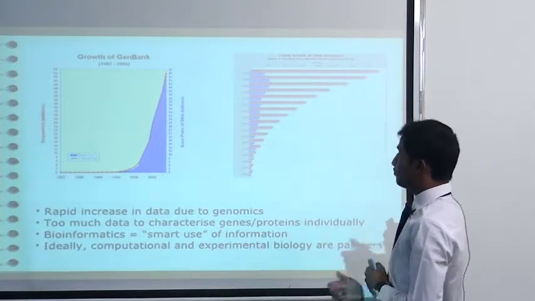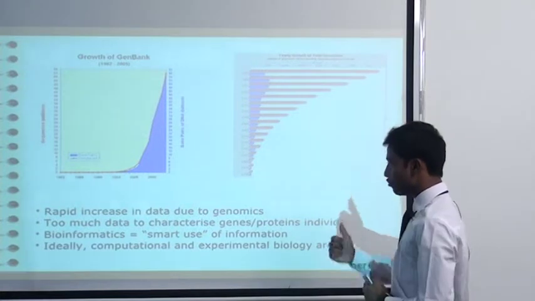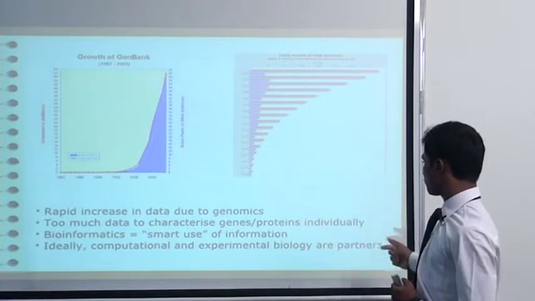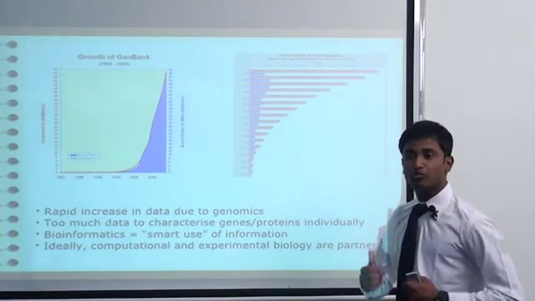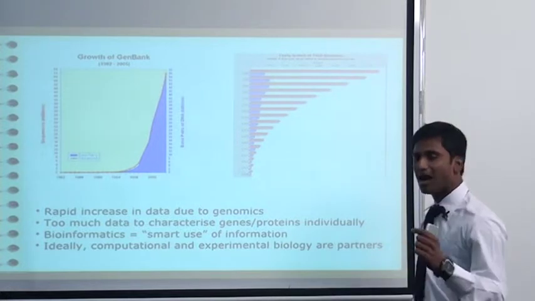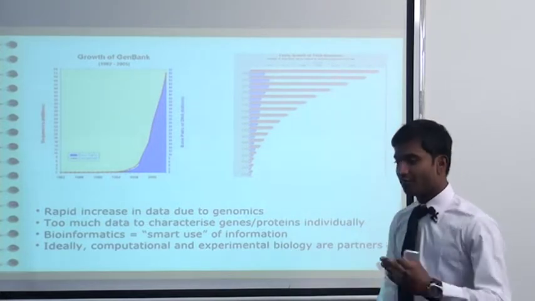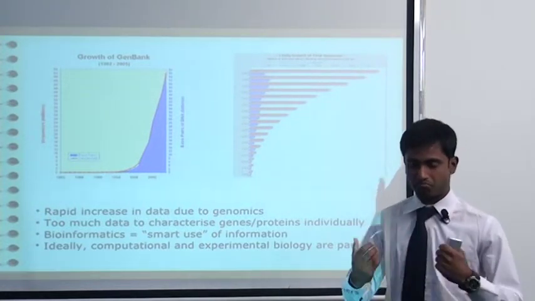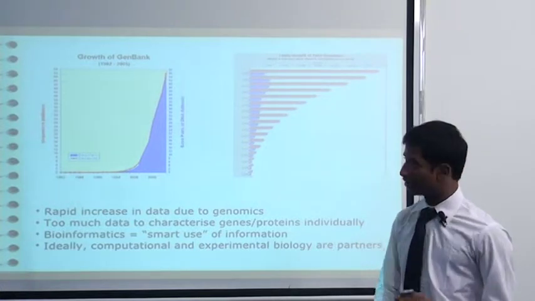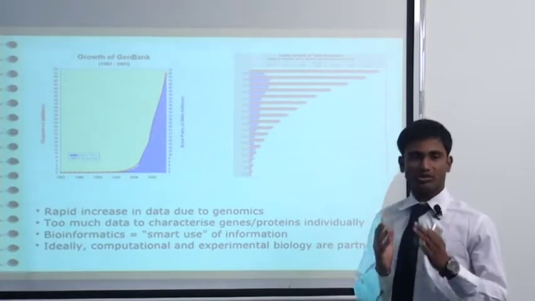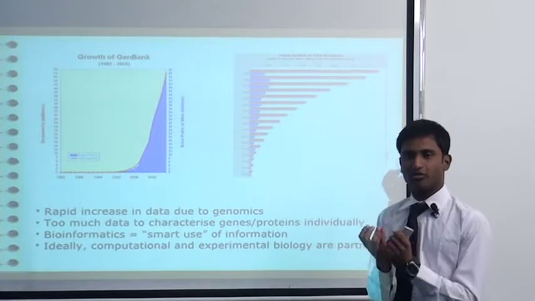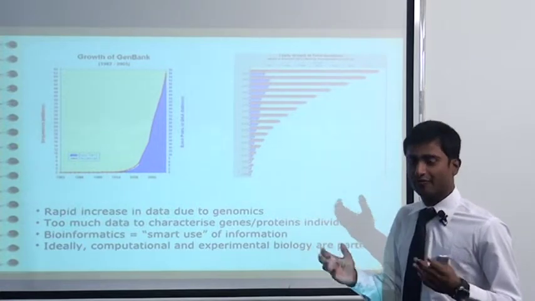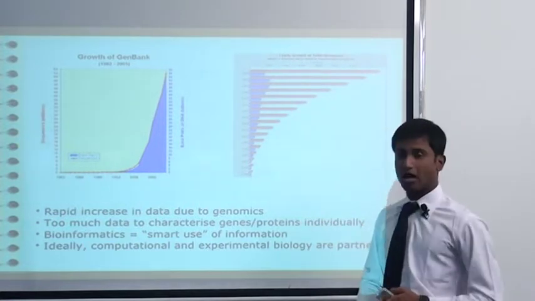Now, there is a rapid increase in data due to genomics, too much data to characterize genes or proteins individually. And the most important part is that bioinformatics is the smart use of information. Ten years ago everyone said do hard work, but now everyone says do smart work. So bioinformatics lets us do smart work, with low effort we get a lot of benefits.